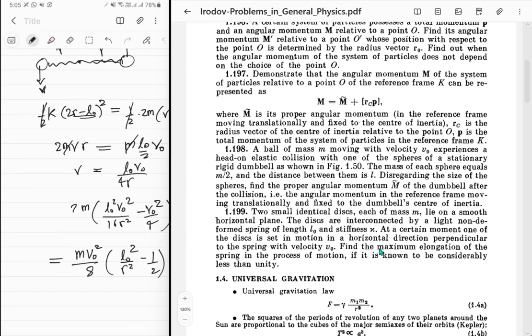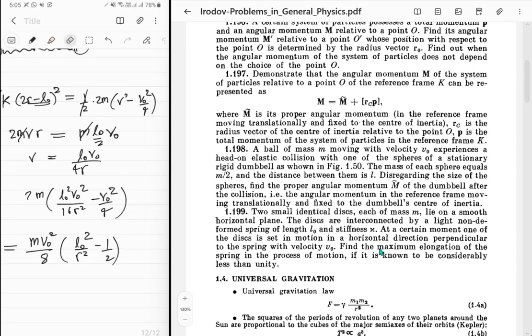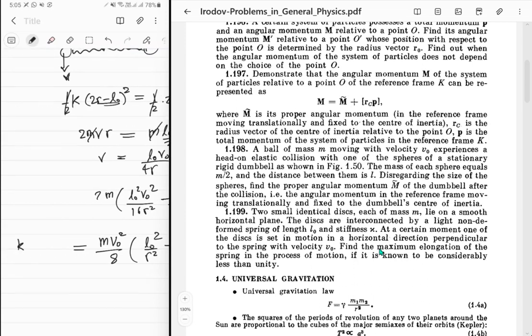Oh, wait. Why did they put 1 upon 8? Oh, it should not be that. It's going to be like, you will need 4 over here, minus 4 v naught square. But still, it's the same kind of difficulty. Now, what do we do?